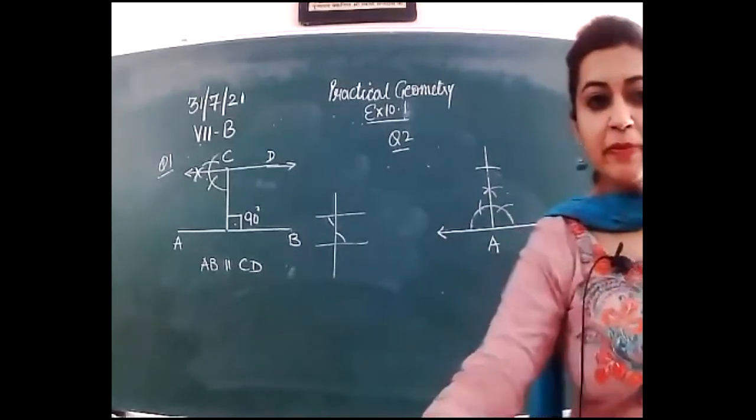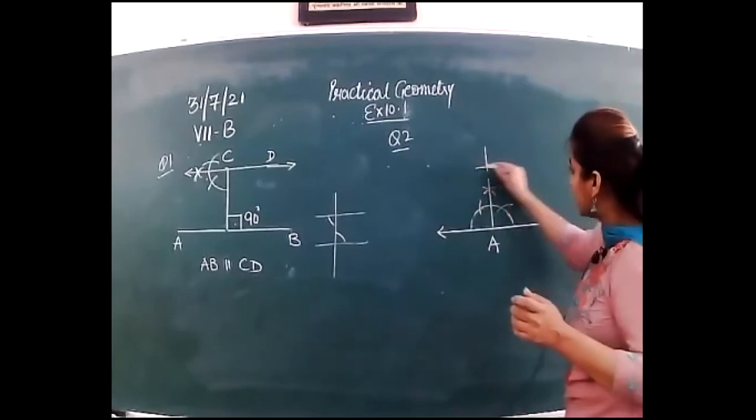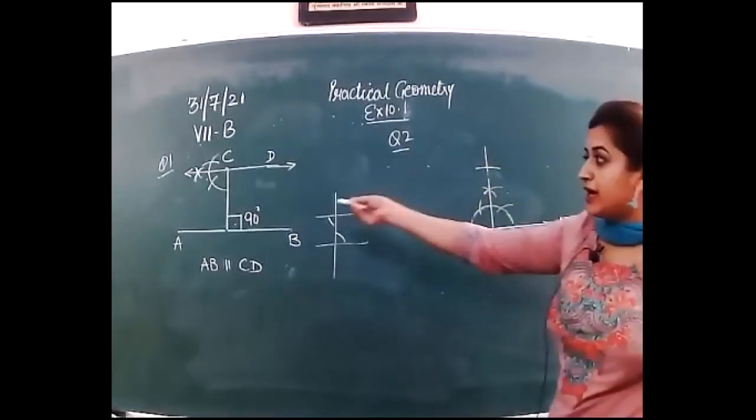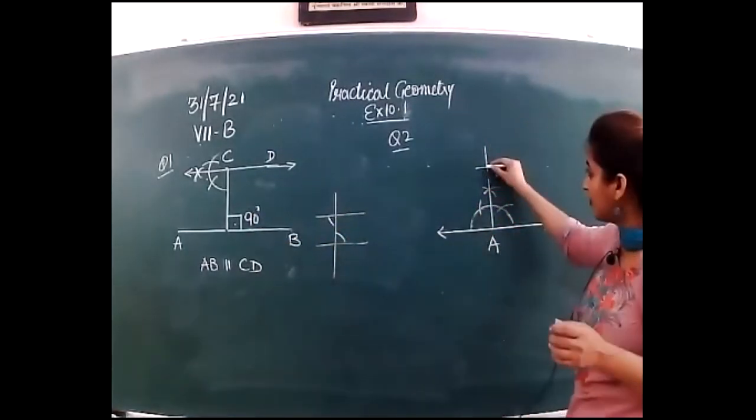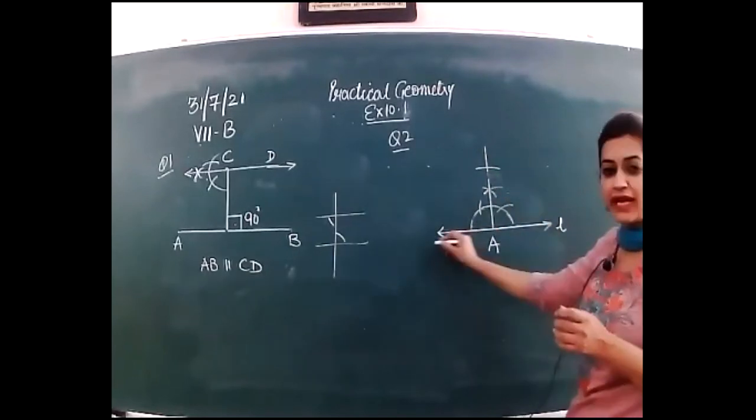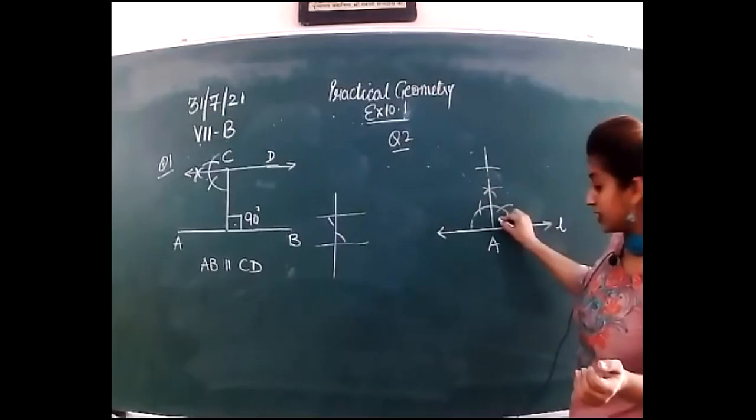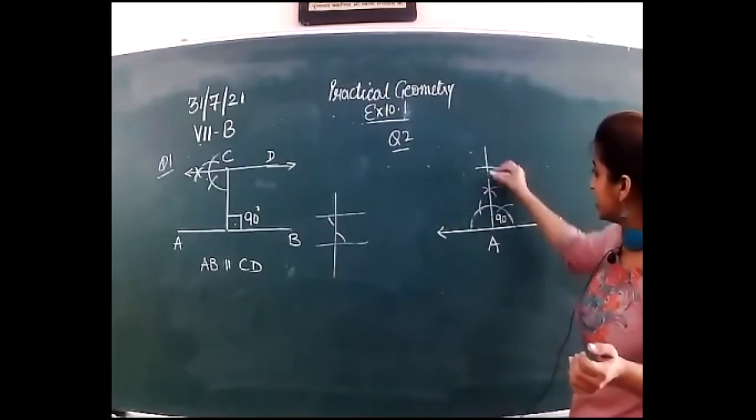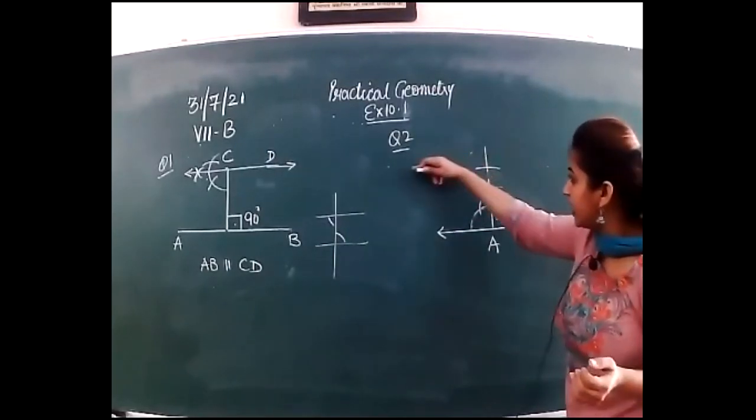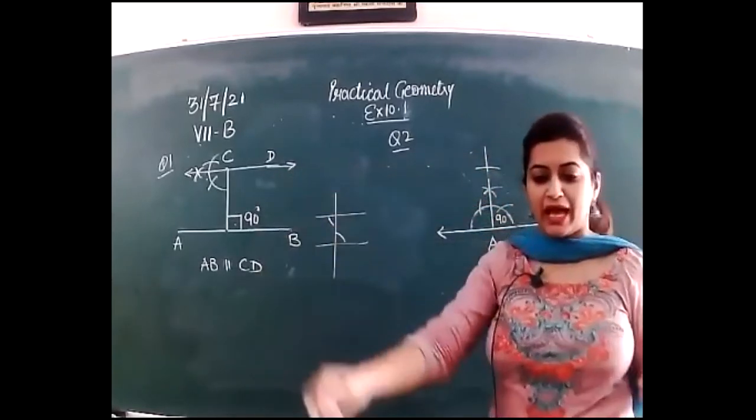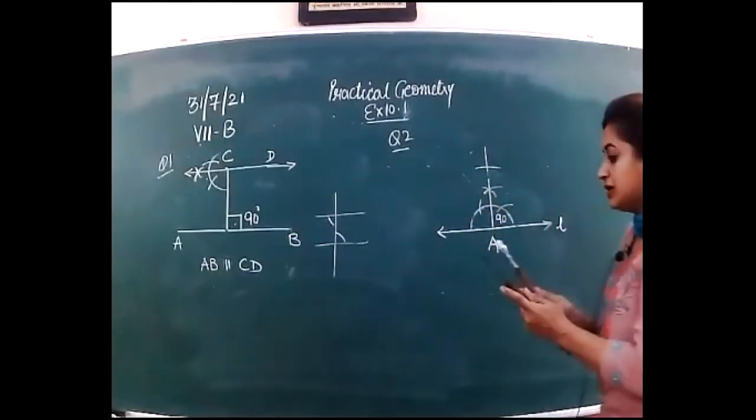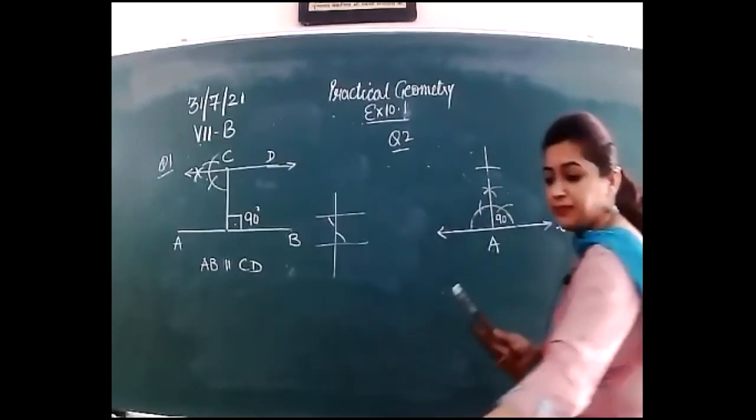Now, next step is you have to draw the line parallel to this. In the same manner, you have to draw one line which is parallel to this line L. How you will draw the parallel line? You will make 90 degree. Here it is 90. This angle is 90. You will make 90 degree here and you will join the line in the same manner as we have done in the previous question. So make 90 degree angle.